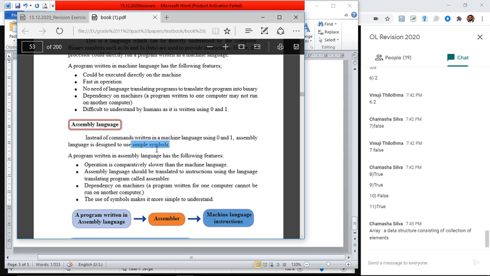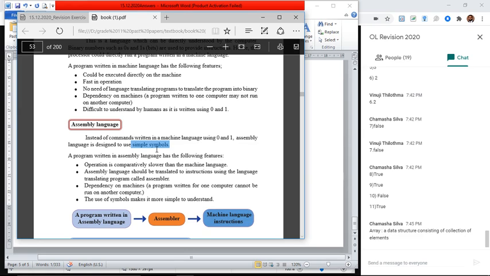But those symbols can't be directly understood by the computer hardware. Directly computer hardware එකට understand කරන්න බෑ. So because of that they introduced the assembler, another program to convert the given assembly language into the machine language.